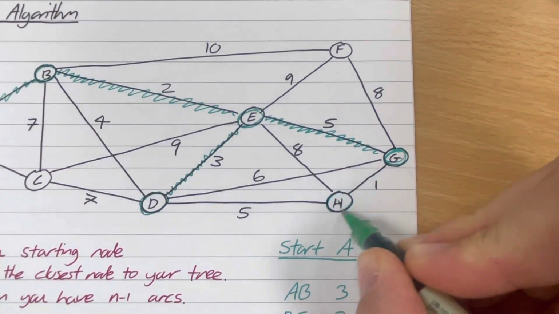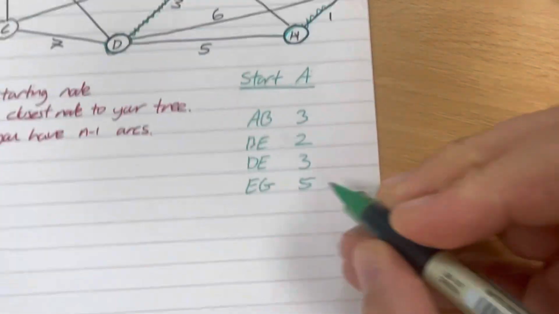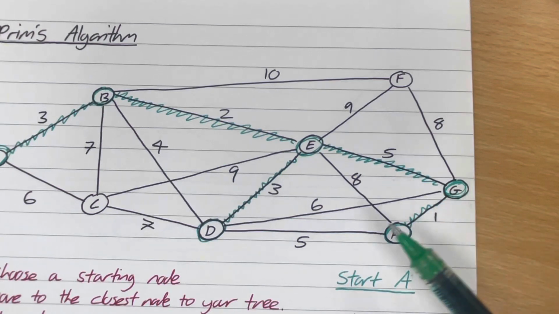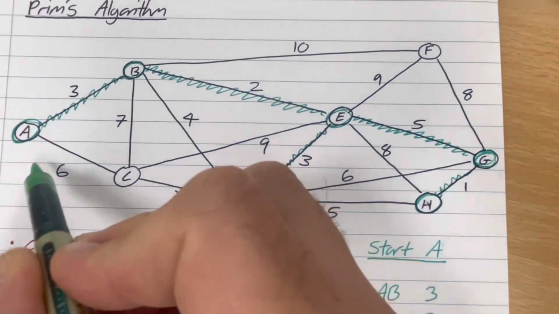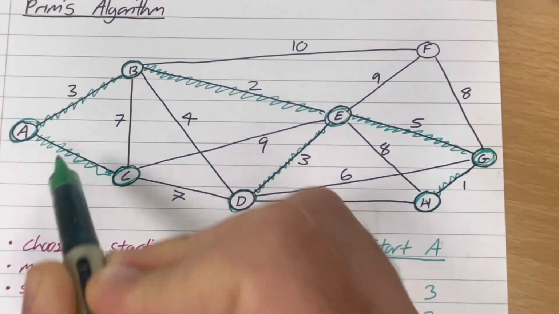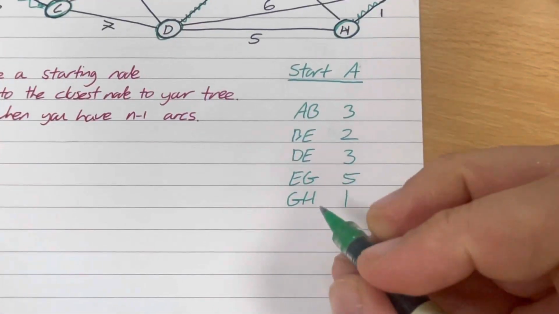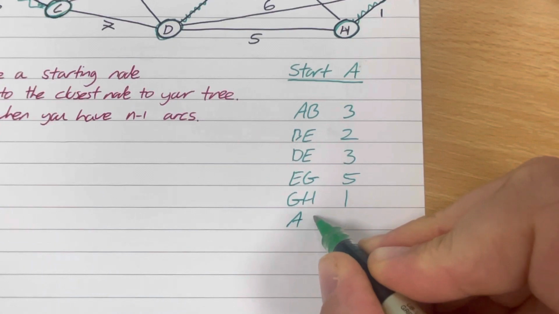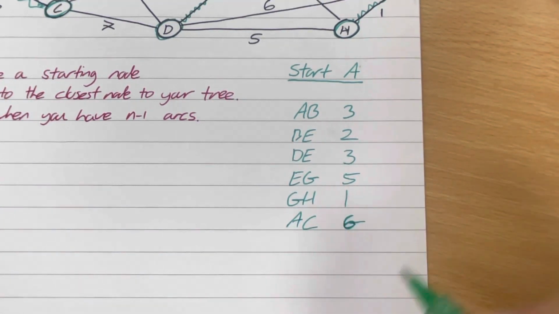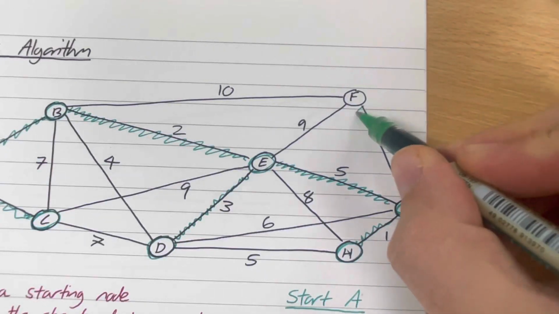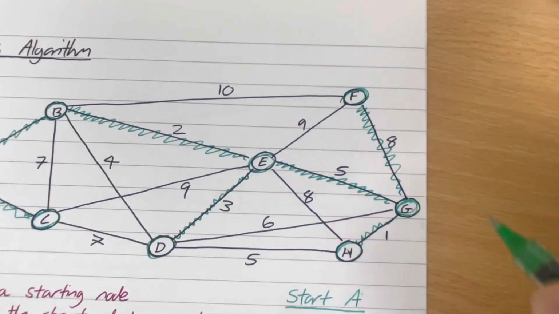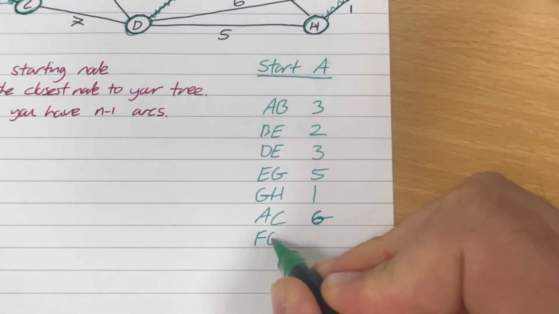And then move down here. So GH is 1, and then I'll be choosing this one over here. Notice that every time I'm choosing an arc, I'm also ringing a node, because I'm introducing a new node to my tree. Oops, that's a 6, not G. And then finally this one up here. It's got to be that one. So that's FG, which is 8.